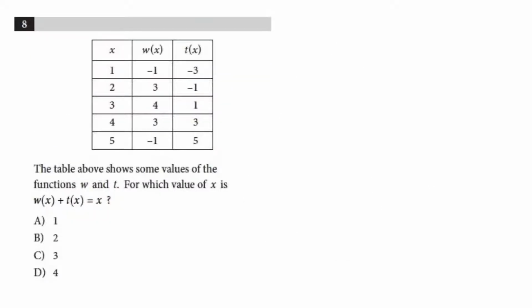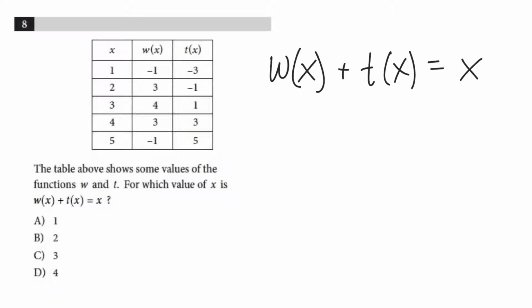Number 8. The table above shows some values of the functions w and t. For which value of x is w of x plus t of x equal to x? So we're looking for outputs of w of x and t of x that add up to x. Okay, well, we're looking for the outputs of w and the outputs of t.